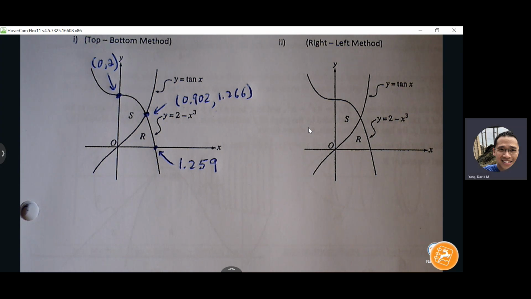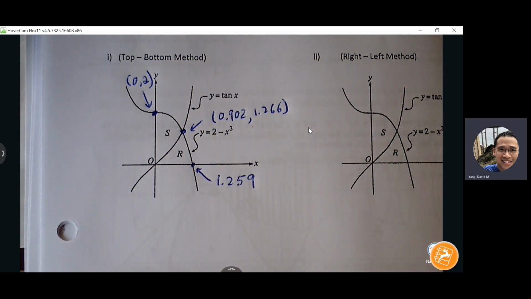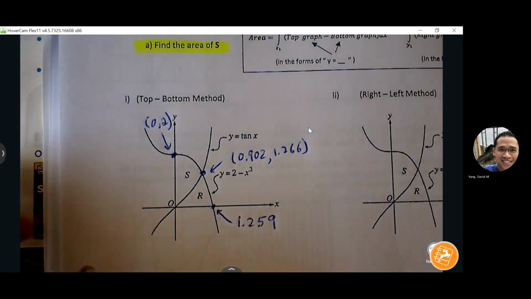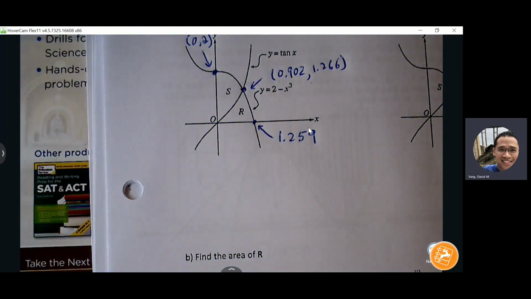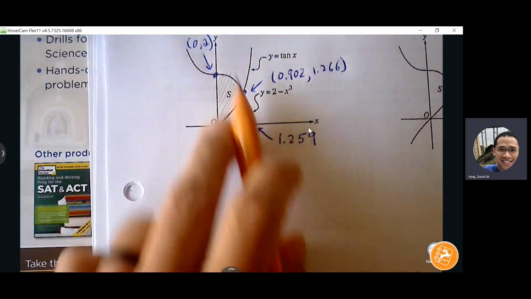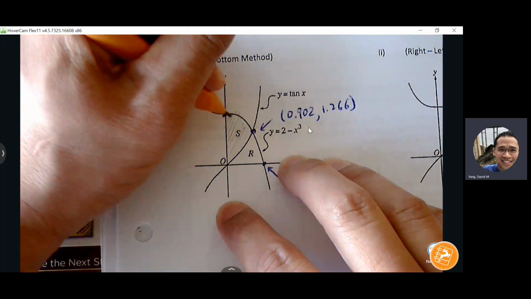Okay, so now we have everything that we need from the calculator. Let's go ahead and set this up. We're going to look at region S, the area of region S. I'm going to highlight this region. We're going to start with the easier one. This one is going to be top minus bottom. Let's draw a representative rectangle.